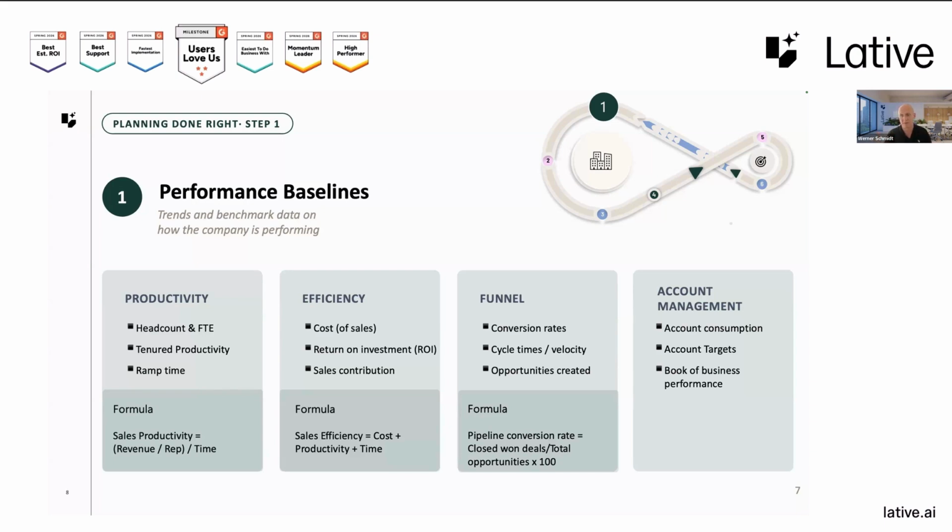And then account management. For consumption businesses, this is a big piece now. What is the account consumption? What are we driving with the existing accounts where we've got consumption models? What are the account targets we want to set for our large companies, or even all our customers? What do we expect them to generate next year? And then what is the book of business performance? If we look at the sales team, how does that book of business perform? So that's what we mean by performance baselines.